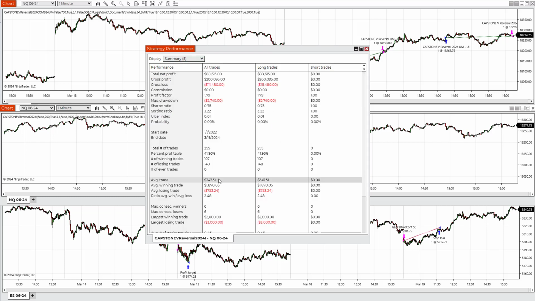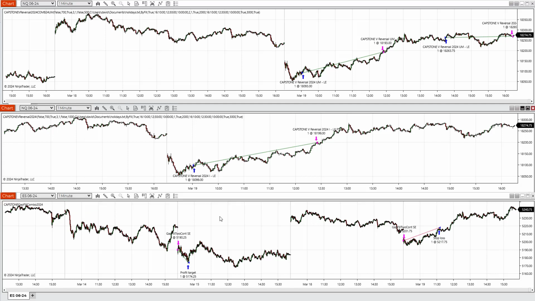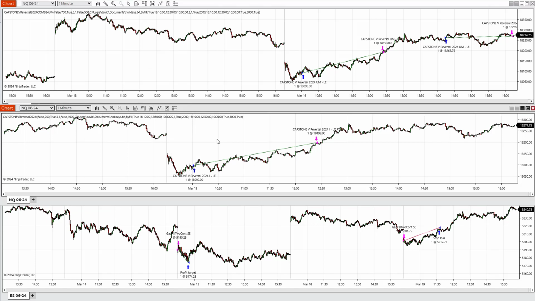The average trade profit is 347.51 on 255 trades. Now this does not include slippage and commission, but you can see the average trade profit is 347, so there's plenty of room for slippage and commission. It's a long only setup. And then we have the gap fill 2 combination. These 2 strategies are part of our V reversal strategies that can be leased.